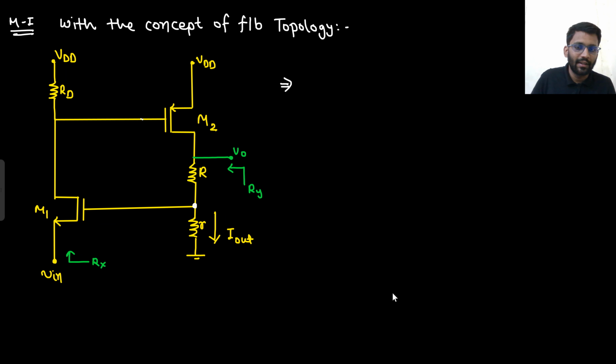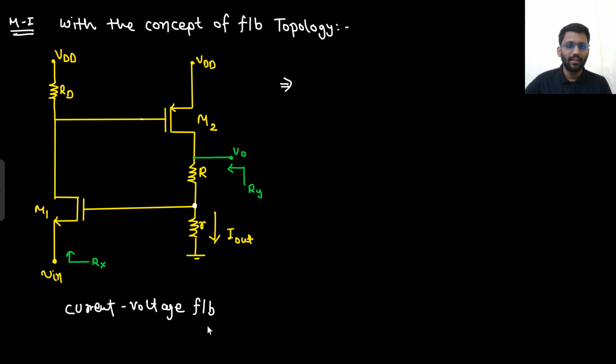What is happening here? Okay, I forgot to tell the feedback topology. How will you determine the feedback topology? What kind of feedback topology is there? Output current is being fed to the input in terms of voltage, right? So it is current voltage feedback topology.